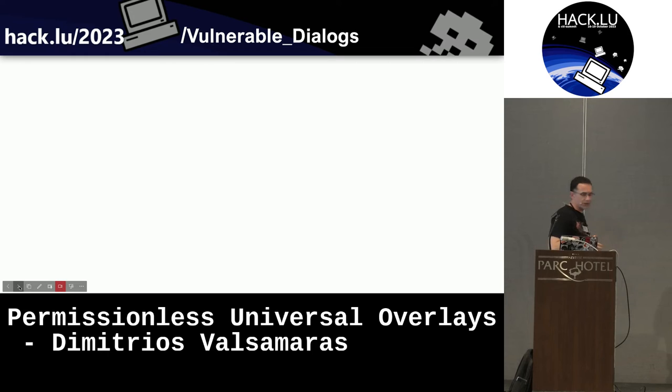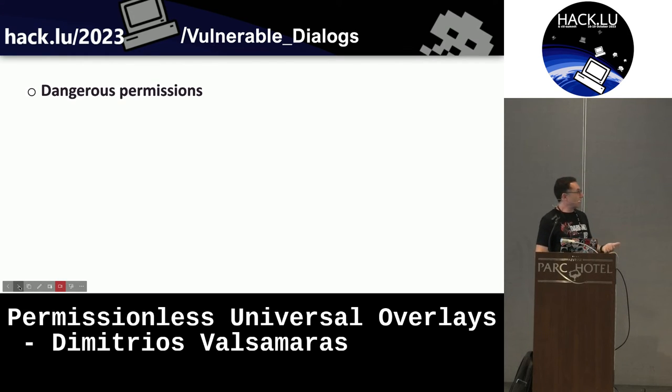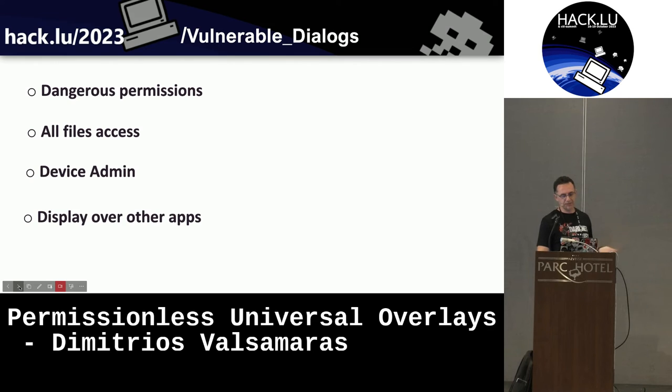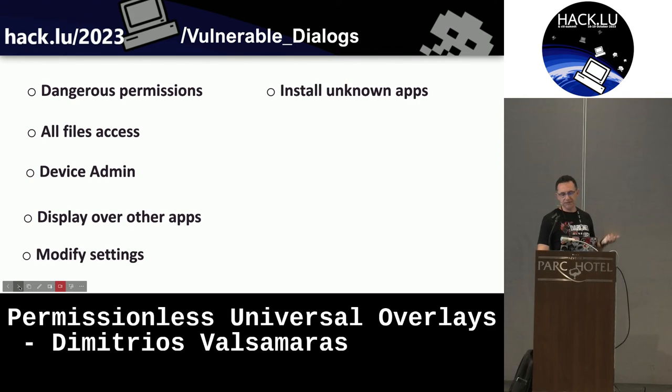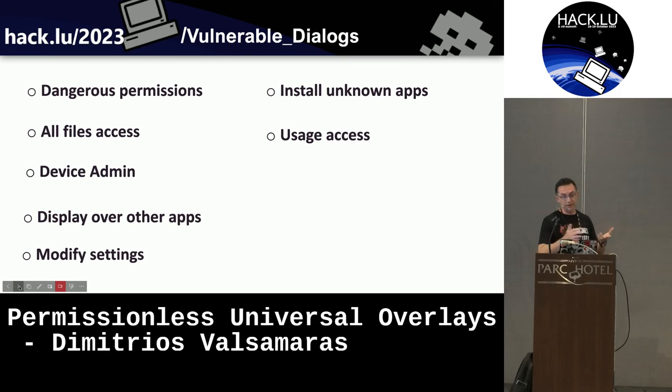All right, so what we managed to get with this attack when it comes to this type of dialogues: as you saw before, I managed to get all the dangerous permissions, file access, device admin access to the device admin API, display over other apps, modify system settings, install unknown apps, and get usage access. And as you understand, with all these permissions and all these privileges, now we can do whatever we want on an Android device.